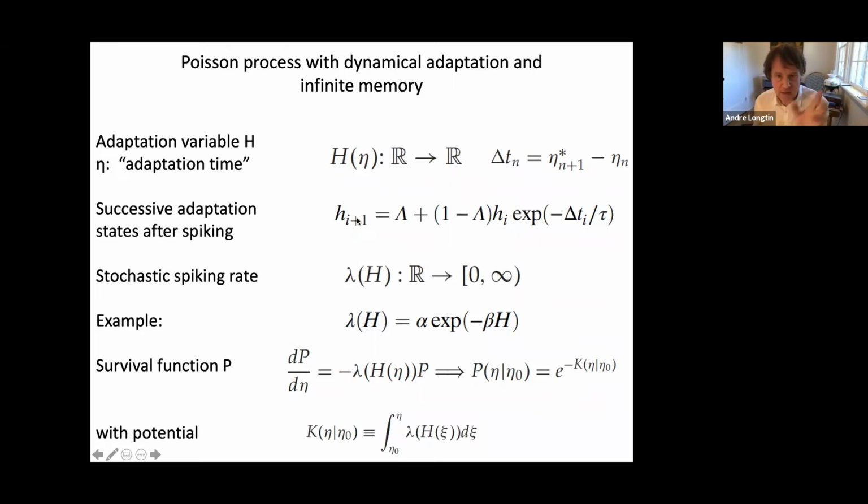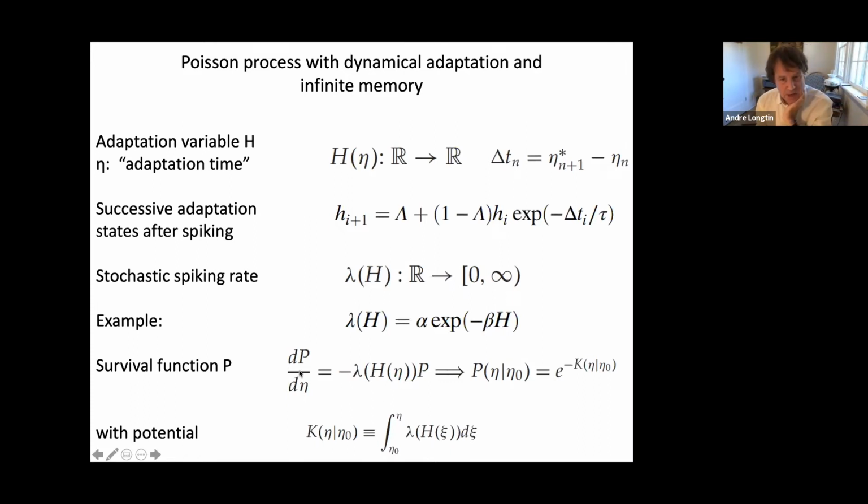And between spikes, you get this exponential decay. So I'm not writing the differential equation here, I'm just writing the solution between spikes. So you have this adaptation variable, and eta is this adaptation time. And you can think of interspike intervals as differences between successive adaptation times where there's a spike. So you have a stochastic spiking rate that depends on this adaptation. So for example, you can have this classic exponential form.